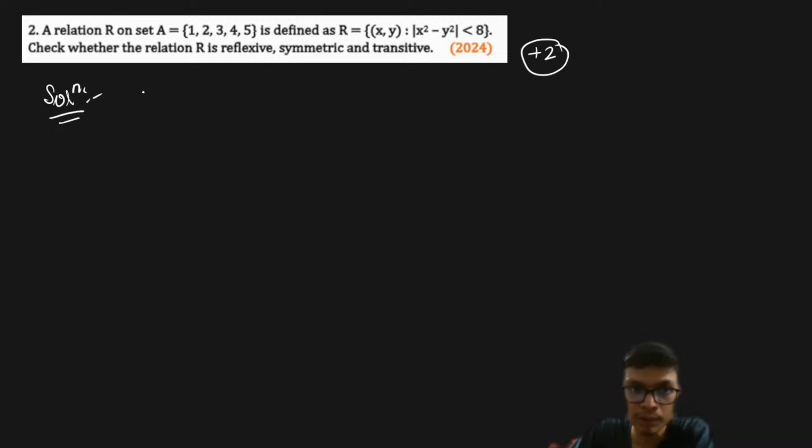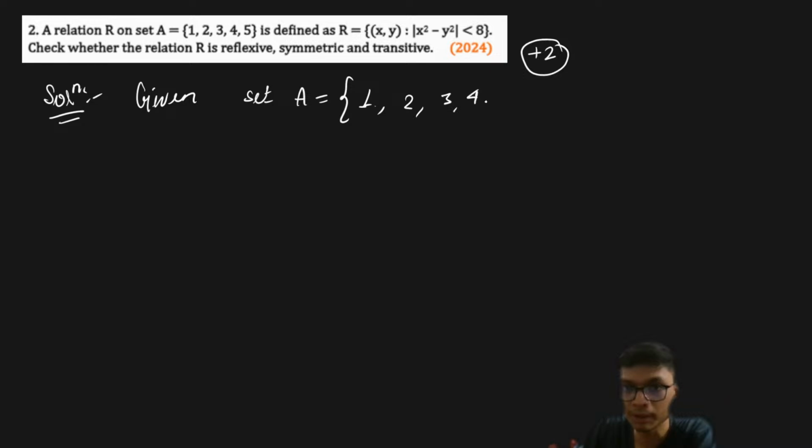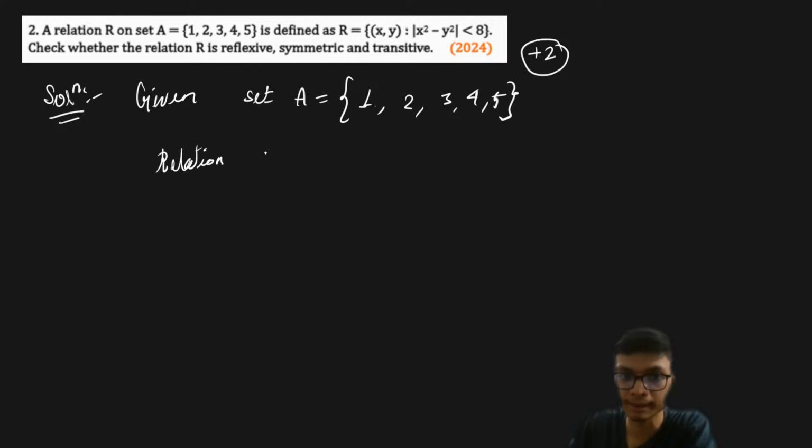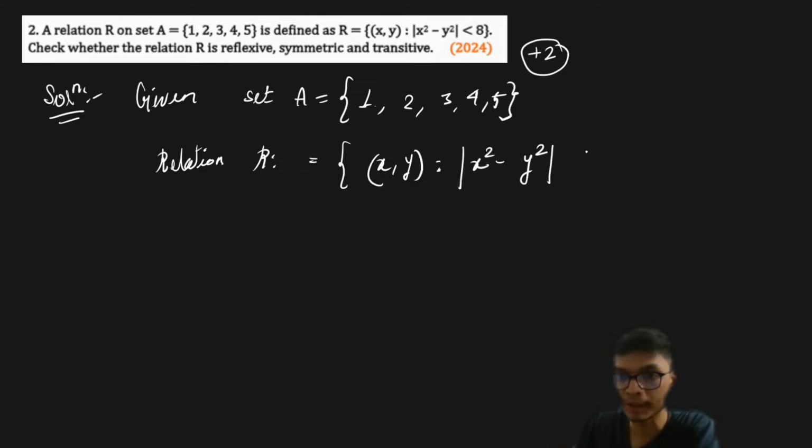Okay, so what you will do is first write the given statement. So the given set A consists of the elements 1, 2, 3, 4 and 5, right? So you have this given set A, and the relation R is defined as (x, y) such that the modulus of x square minus y square, that is, the magnitude of x square minus y square, is less than 8, right?